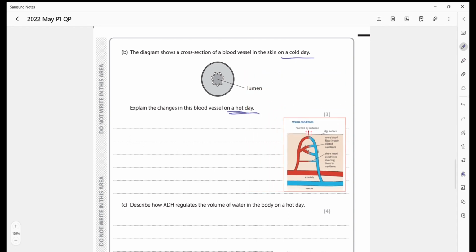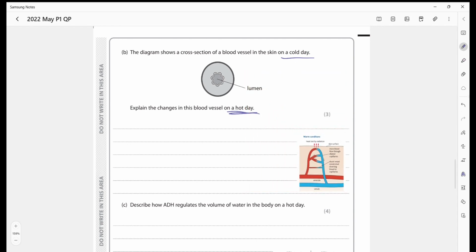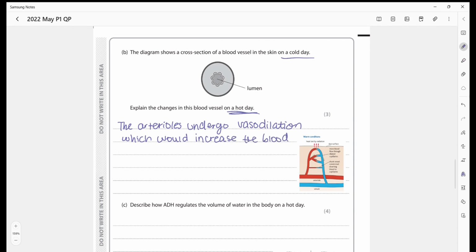So those are the marks that you need to include. I'm going to make this one smaller, so we need to write 3 marks for this. So the arterioles undergo vasodilation, which would increase the blood flow to the surface of the skin.